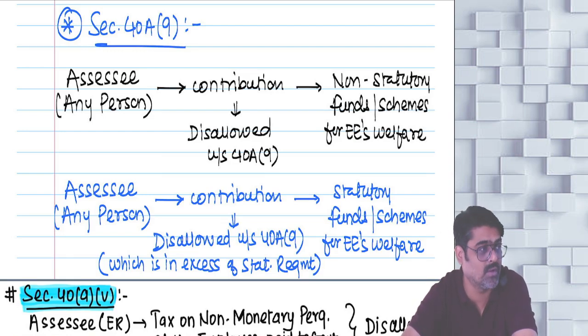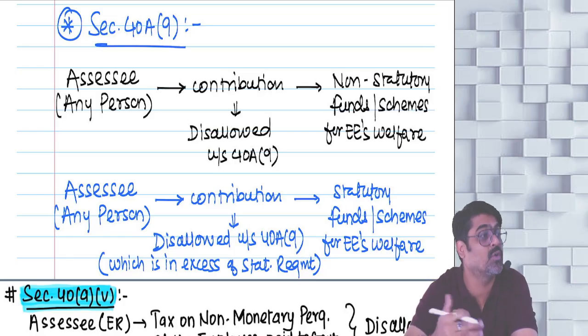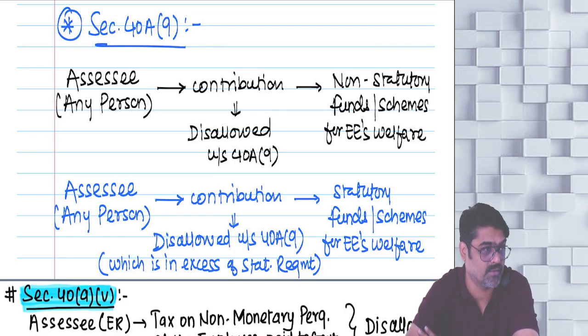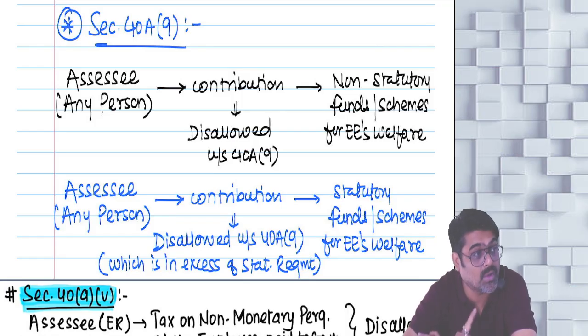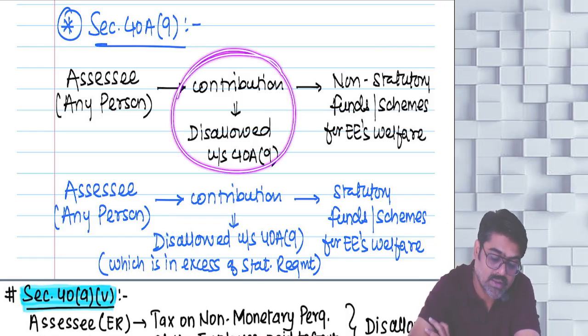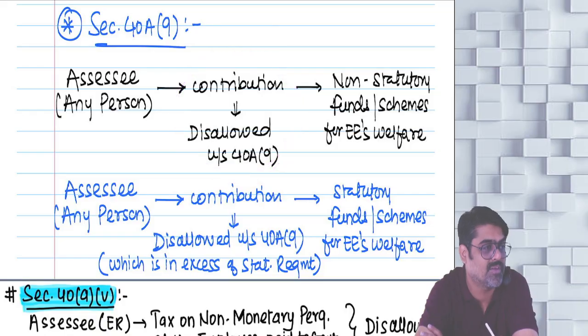And still you are creating such funds or schemes for your employees, and in those funds, in those schemes, you are contributing right now. Don't come to us to claim the deduction for that contribution, because we are disallowing that contribution as per 40A(9). Any contribution made to non-statutory, what did I say? Non-statutory funds or schemes for the welfare of your employees.